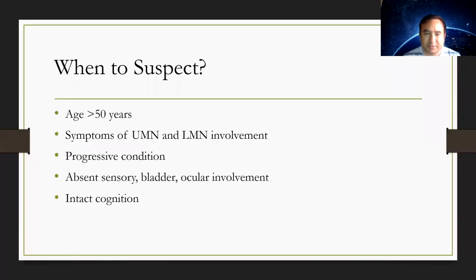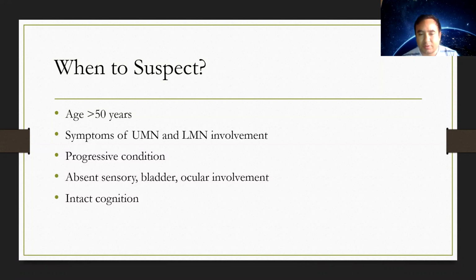So my part of the presentation is I will be discussing the evaluation and the management part of the motor neuron disease. Previously it was thought that it is one of the rare conditions, but in the neurology clinic, we see lots of cases of the motor neuron disease. So when to suspect the motor neuron disease?